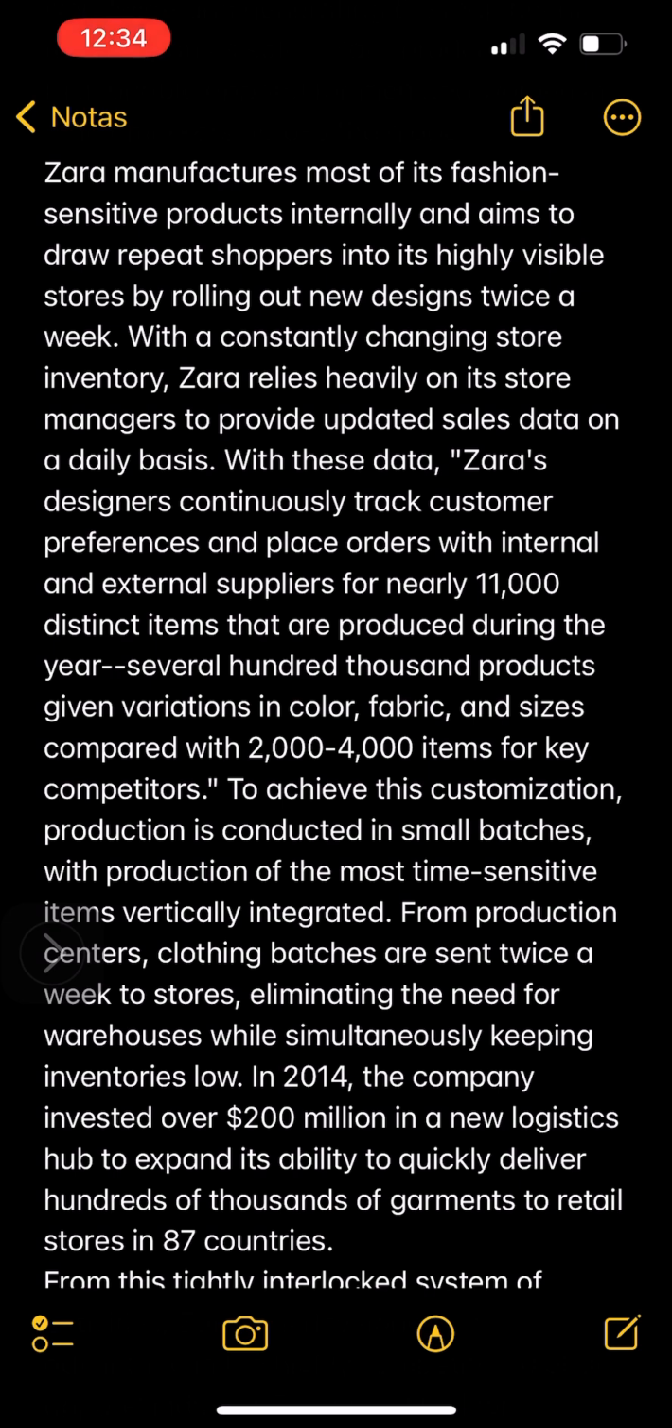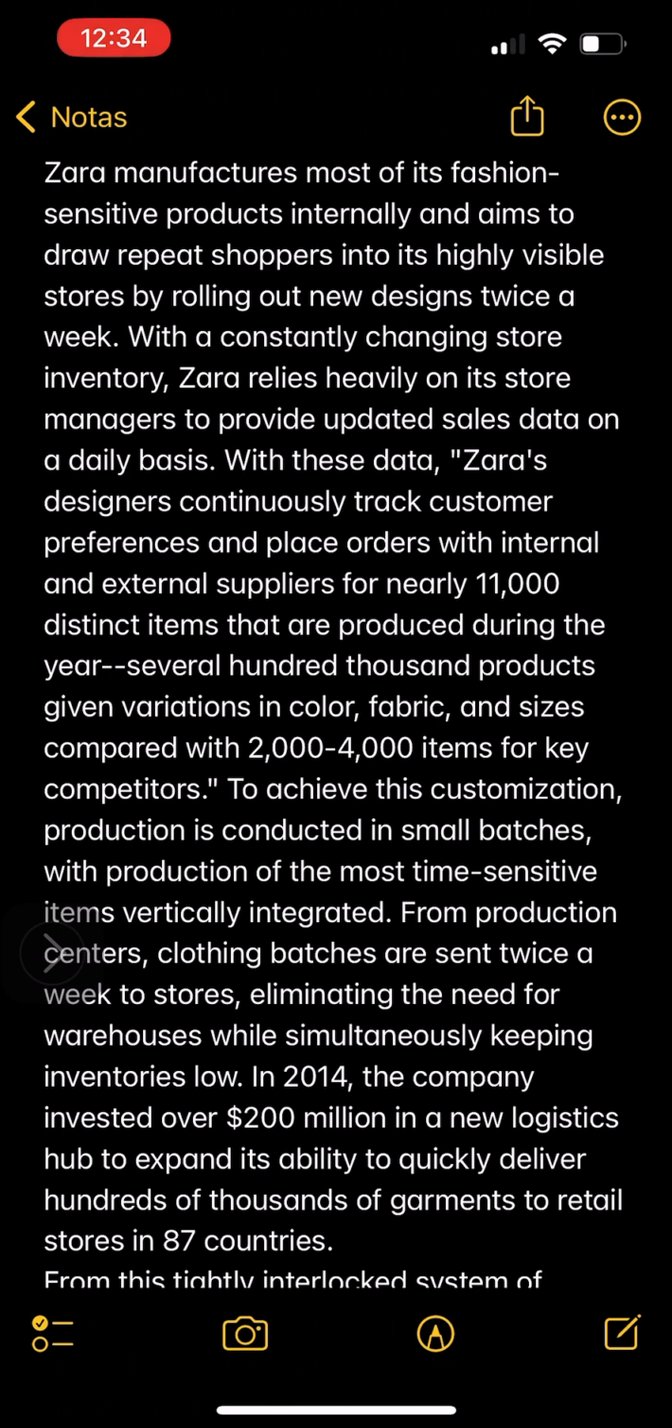With a constantly changing store inventory, Zara relies heavily on its store managers to provide updated sales data on a daily basis. With these data, Zara's designers continuously track customer preferences and place orders with internal and external suppliers for nearly 11,000 distinct items that are produced during the year. Several 100,000 products given variations in color, fabric, and sizes compared with 2,004,000 items for key competitors. To achieve this customization, production is conducted in small batches, with production of the most time-sensitive items vertically integrated.